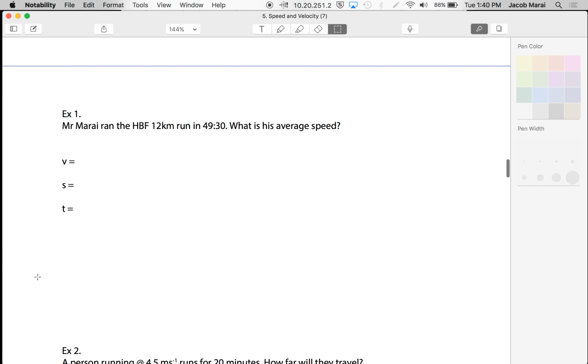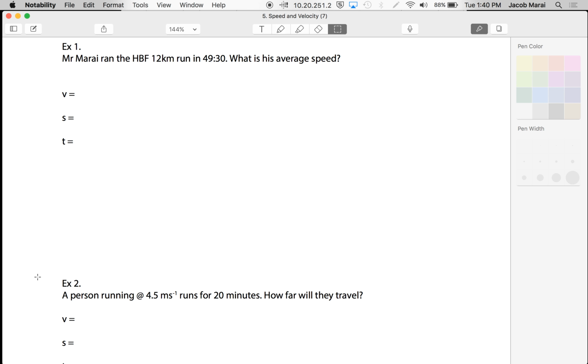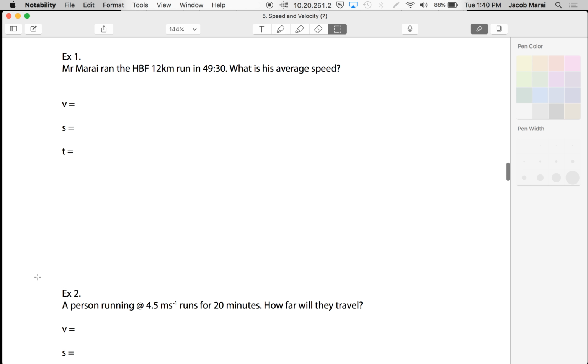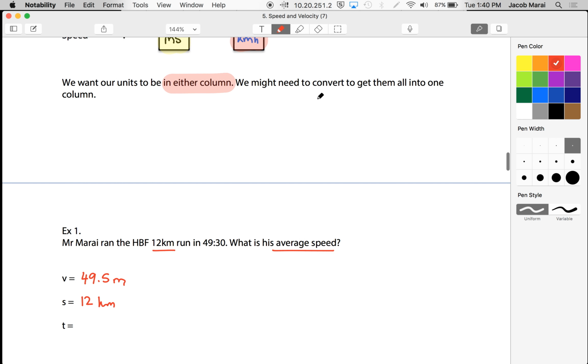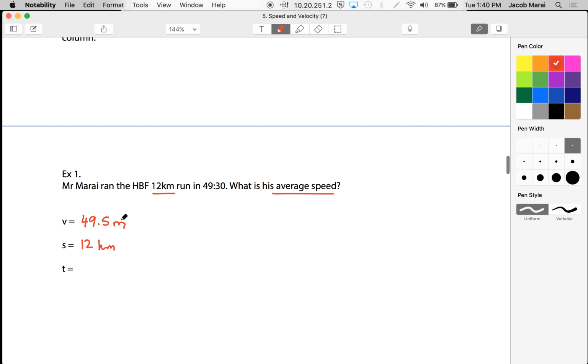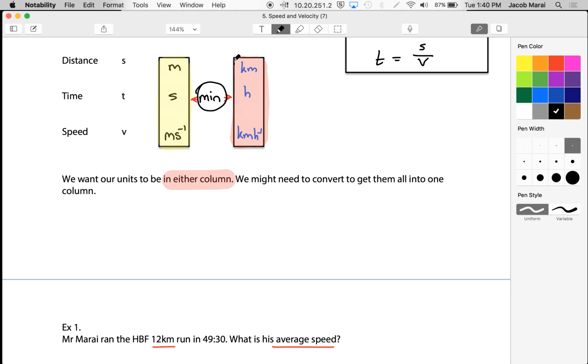Okay? All right. Now, this is the fastest I've ever run 12 Ks. I'll never be able to replicate it because I'm old and injured. All right? Now, I've got distance is 12 kilometers. Time is 49.5 minutes. And we want to find my speed. So, that should be minutes. All right? So here's my problem. If we go back to the previous page, I've got minutes and I've got kilometers, and I need either units. Now, what's the easiest thing to do here?